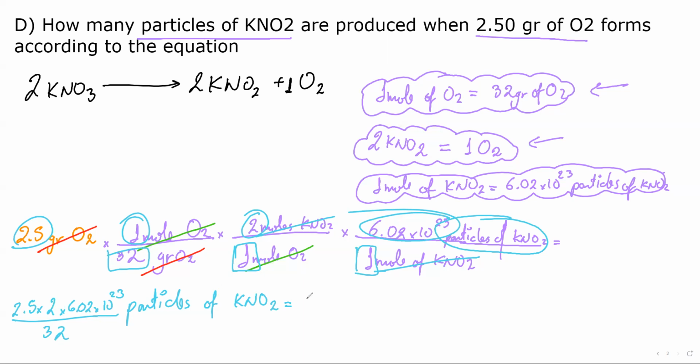That is 0.94 times 10 to the 23. This is equal to 9.406 times 10 to the 22 particles of KNO2.